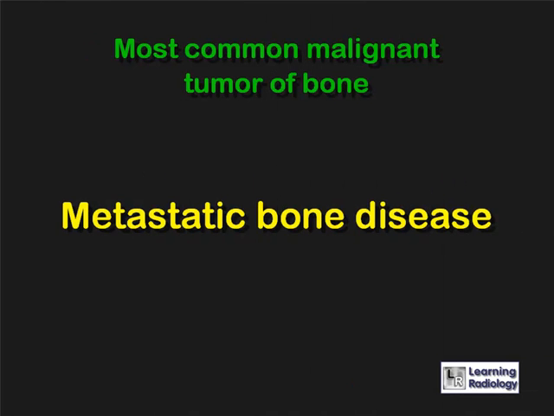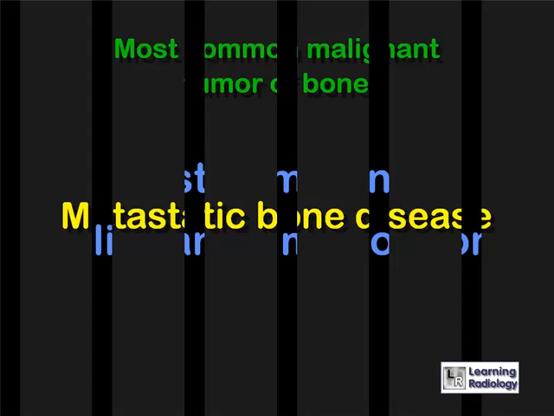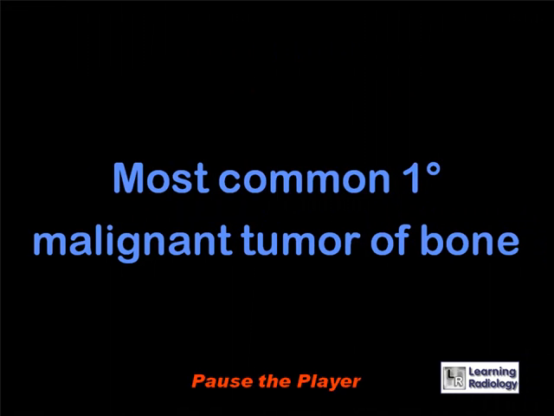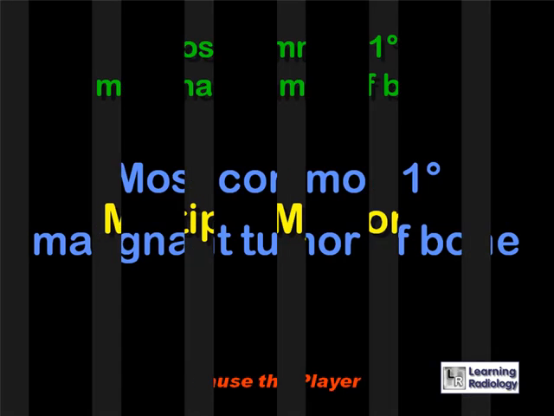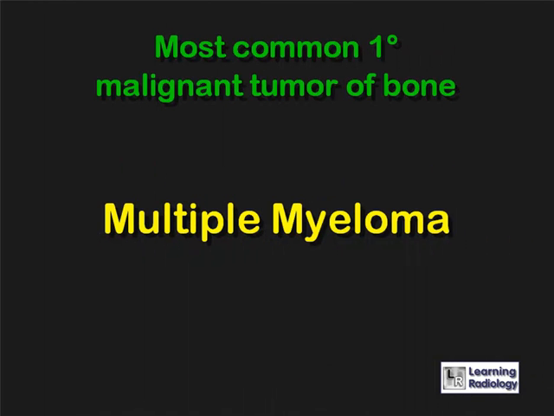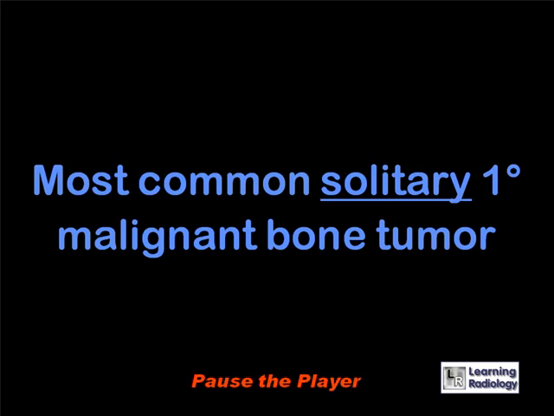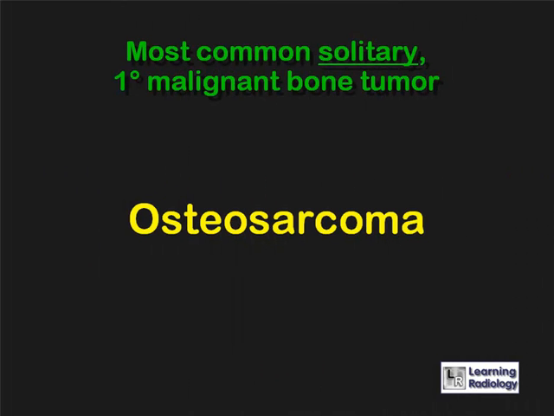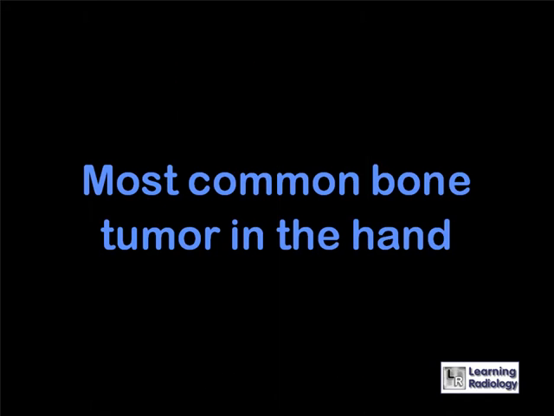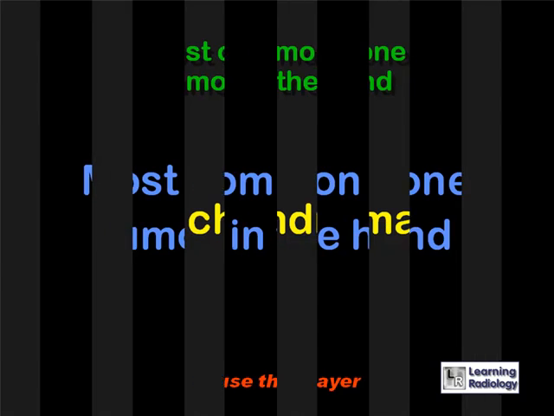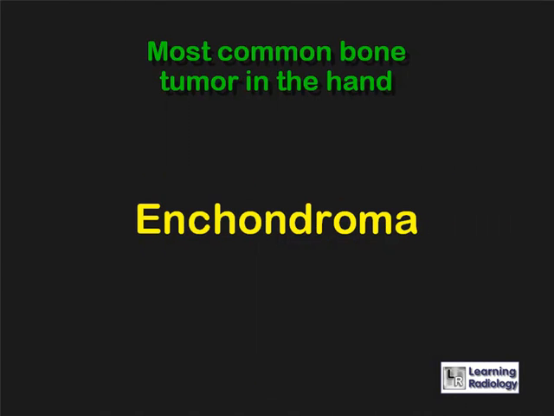What is the most common malignant bone tumor? Metastatic bone disease. What is the most common primary malignant tumor of bone? Multiple myeloma. What is the most common solitary primary malignant tumor of bone? An osteosarcoma. What is the most common bone tumor in the hand? An enchondroma.